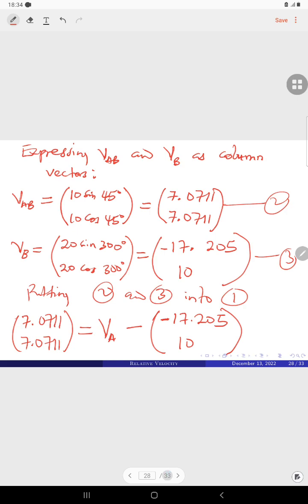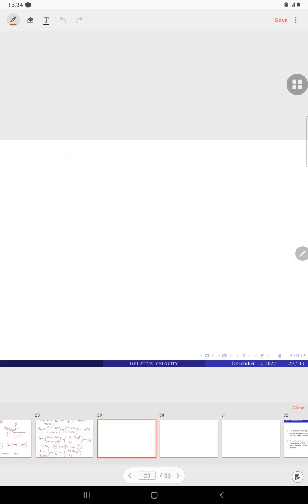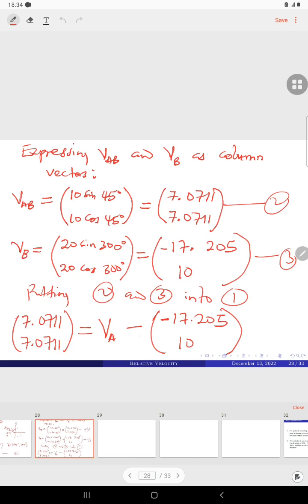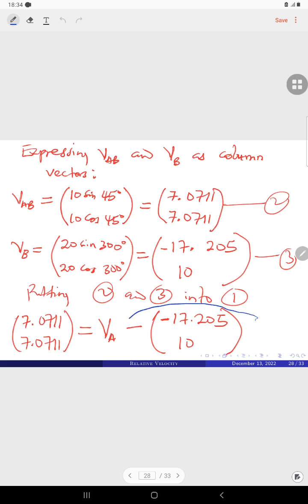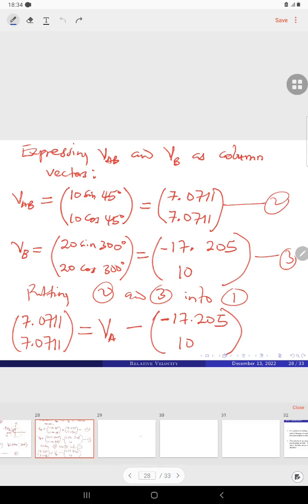So we make VA the subject. What do we get, according to vectors? So we add this column vector on both sides. This whole expression will go to the right hand side and it will be plus. So what do we get?